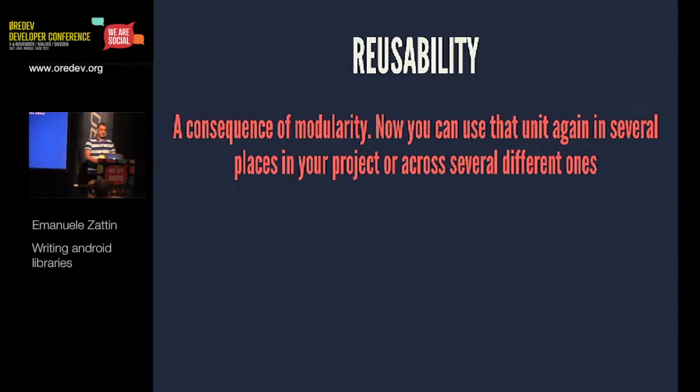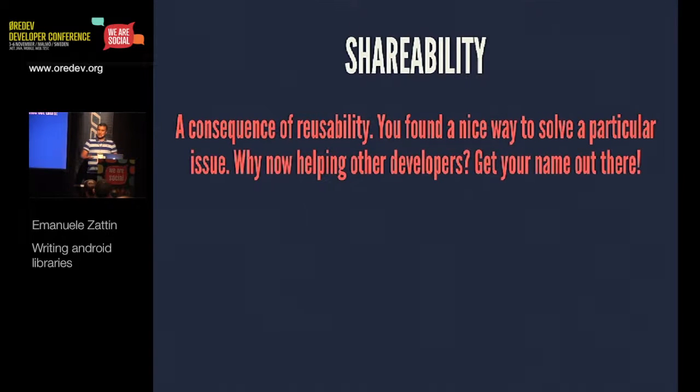A consequence of this is reusability. Once you have these smaller units, you can actually use them in several places in your app, or even across several of your apps. And the last reason is shareability, which is, again, a consequence of reusability. So if it's useful for you, it can be useful for somebody else. So just share it, and actually people will give you feedback, the quality will improve, and you will get your name out there.